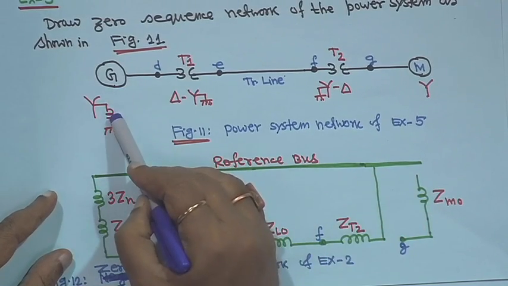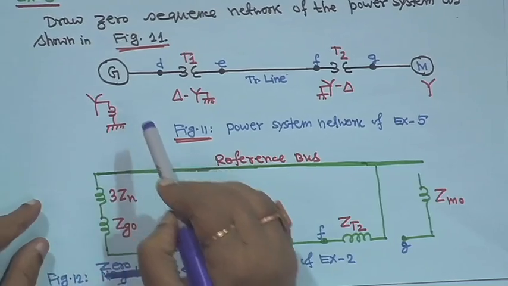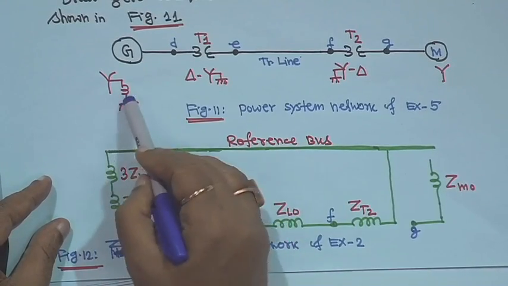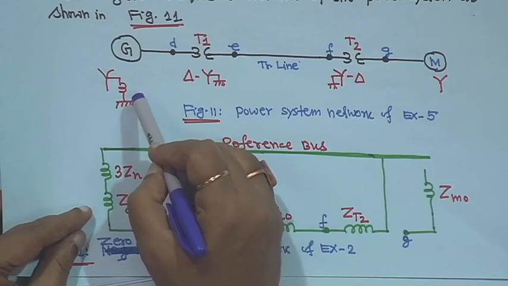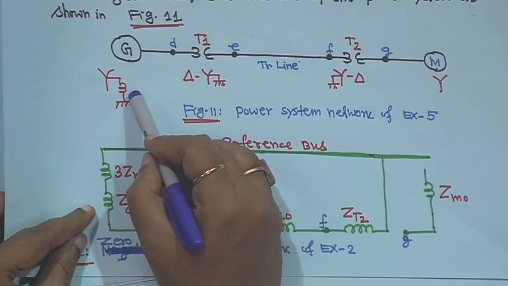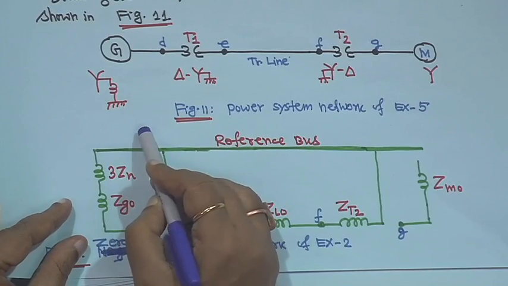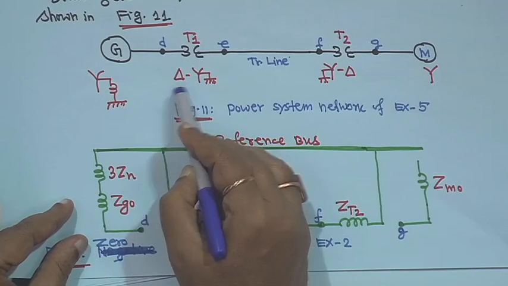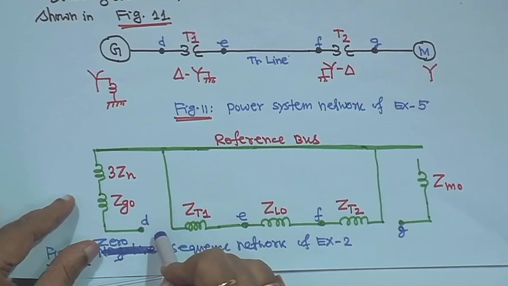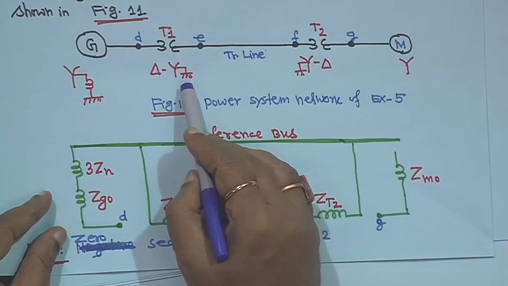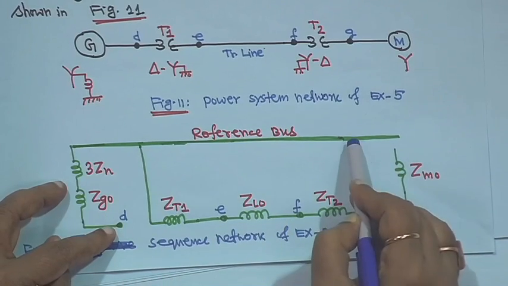So, the generator is grounded. If Zn is the grounding reactance, then it will be 3 Zn, since it is grounded. So, that is why 3 Zn, and say the zero sequence impedance of the generator is Zg0. So, I have made it Zg0. But on this side, as we have seen in the previous problem, this is delta, so there is an isolation. So, it will remain open, and this side is star grounded, this side also transformer star grounded. So, it will come here, here, and here like this.